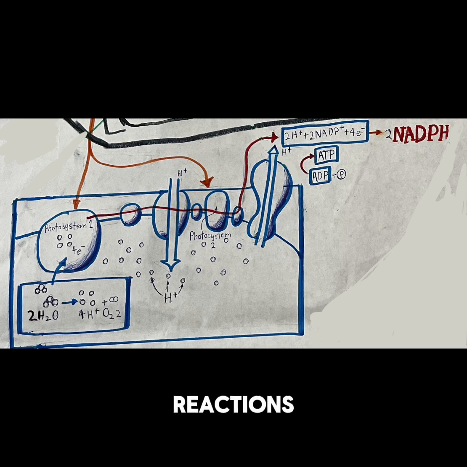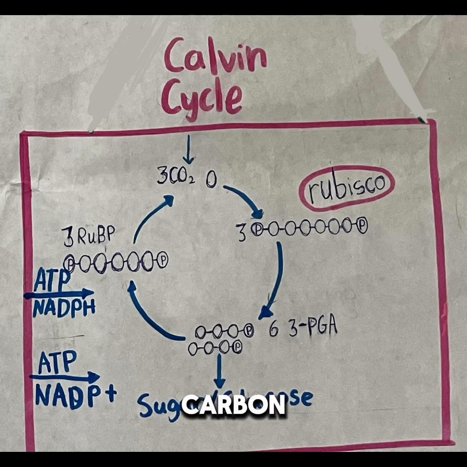In the light-independent reactions, carbon dioxide enters the Calvin cycle, combines with a 5-carbon molecule, and then splits into 2 3-carbon compounds. Energy from ATP and high-energy electrons from NADPH are used to produce high-energy sugars from carbon dioxide.